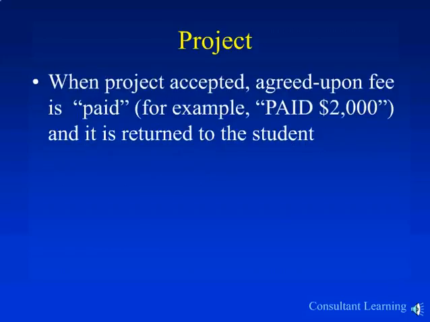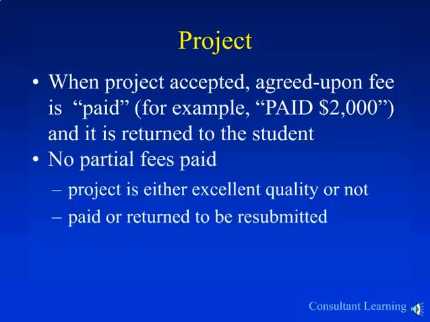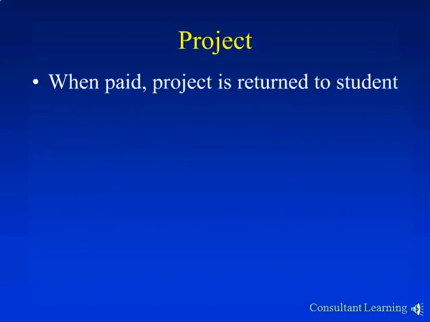When the project is accepted, the agreed-upon fee is paid. For example, if it was a $2,000 project, I would write across the cover, "Paid $2,000," and return it to the student. No partial fees are paid. The project is either excellent quality or it's not. It's either paid or it's returned to be resubmitted. When the project is paid, it is returned to the student.